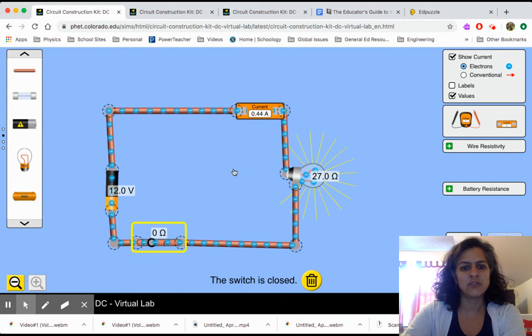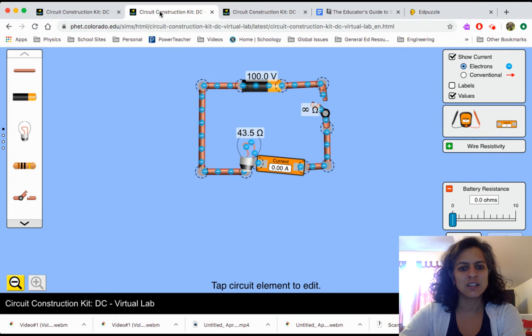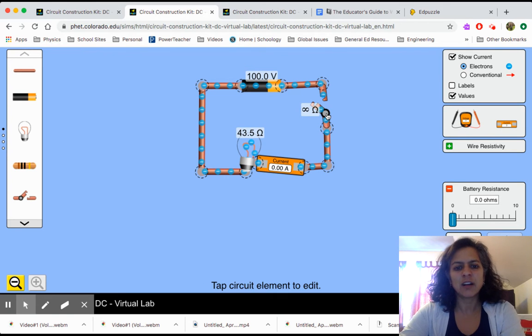All right, now for the next circuit, here we have the same thing, except it's just a different orientation. I changed the numbers around a little bit. So, 100 volt battery, 43.5 ohm light bulb. There's the ammeter and then the switch. So let's calculate the current, and then I'm going to have you calculate the power as well. But let's do the current first.